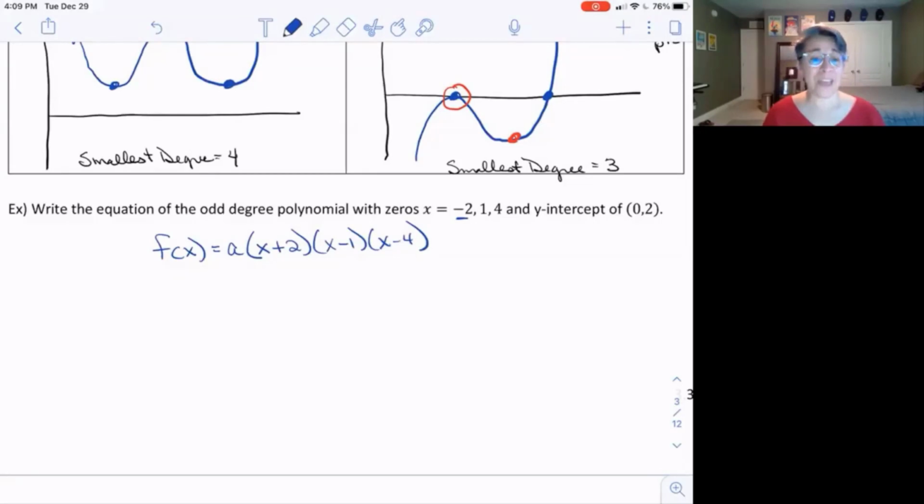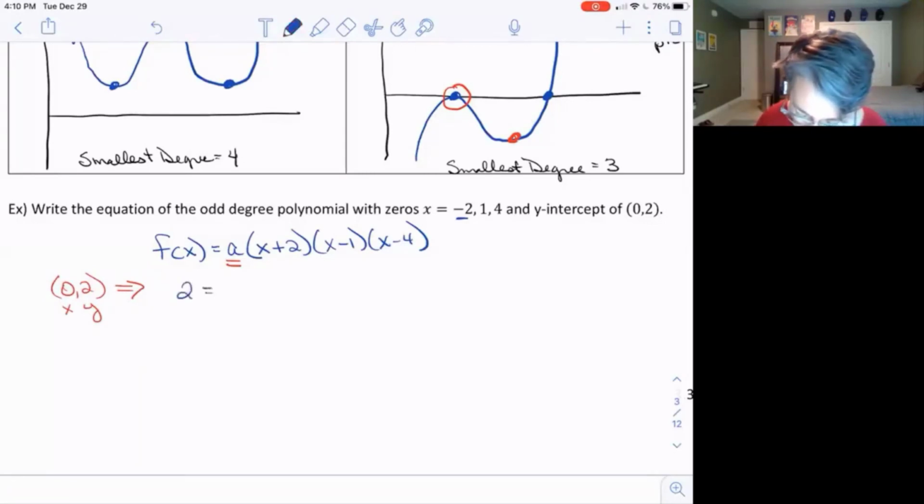The only thing now is we have to find our a. So we can use that other point, (0, 2), plug it in for our x and our y, and solve for our a. And again, it does not have to be the y-intercept. It can be any point. It's just the y-intercept is nicer if you know it, because plugging in 0 for x makes it faster.